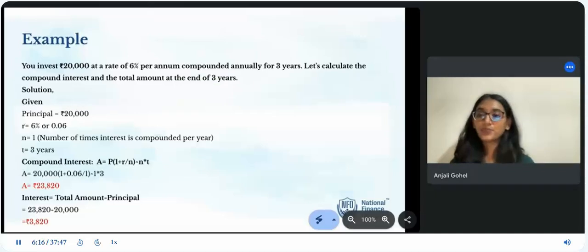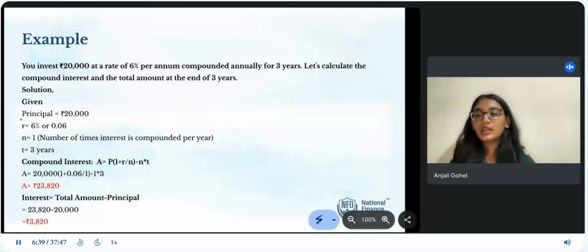The formula is very simple. A is equal to the total amount that you would have at the end of a given time period. P is your principal, multiplied by 1 plus r divided by n, to the power of n into t. Now we'll understand what n will be.